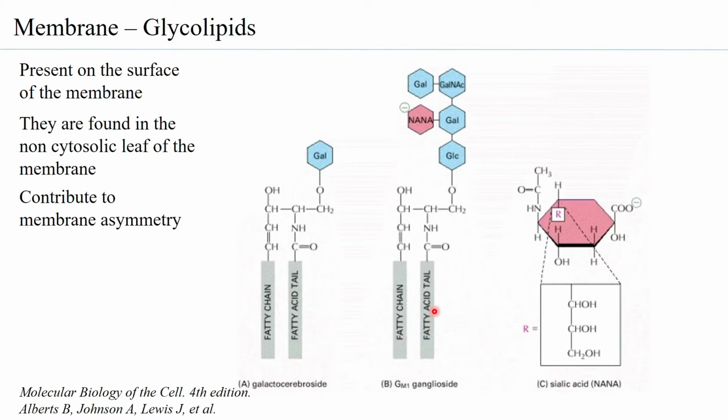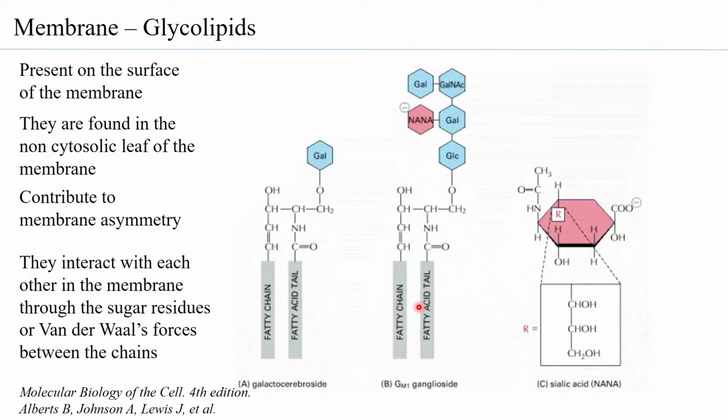So you can already see that across a line of symmetry, you will not find symmetry, because on one side you have the sugars, on the other side you do not have the sugars. Interesting also to notice that these sphingolipids or the glycolipids can interact with each other through interactions between the sugars. So that is one way of interacting.